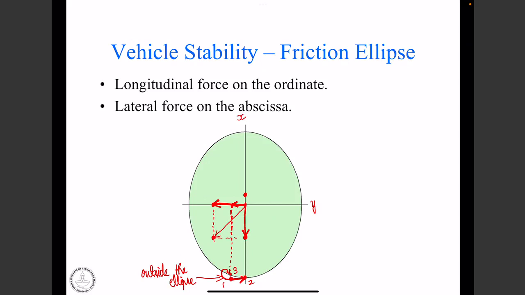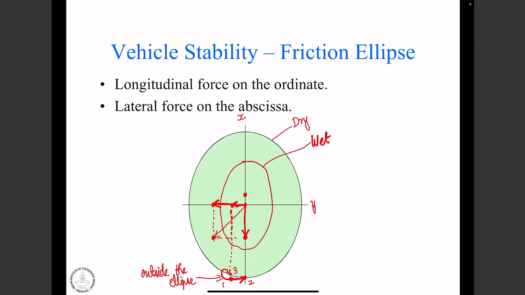I hope it is clear why ABS is required even on a dry road. There can be scenarios like this. Now the problem is accentuated when we go to wet roads. Suppose we have rain and the road has become wet. It's the same vehicle, same driver, but the road has become wet. So the friction ellipse will shrink. I'm just drawing a shrunk friction ellipse due to a wet road. This one is the friction ellipse on a dry road.